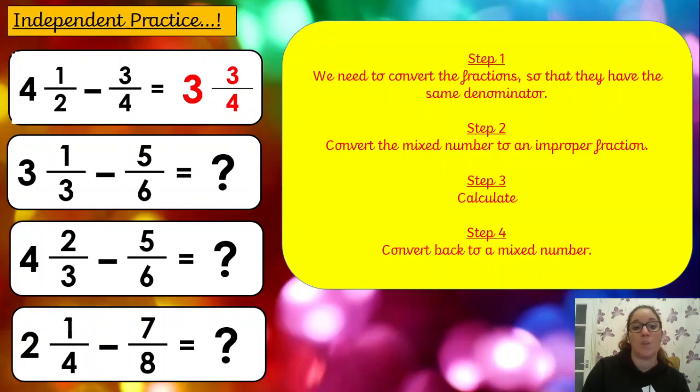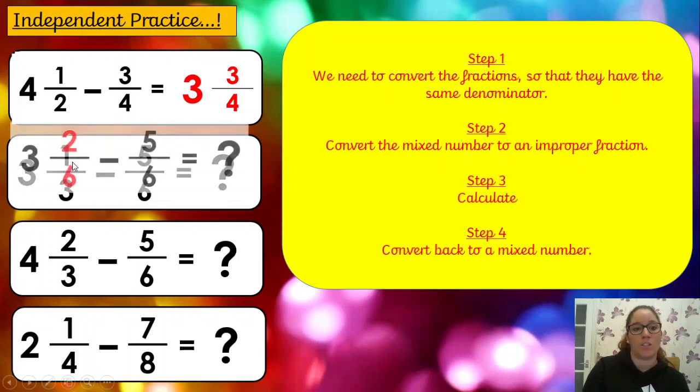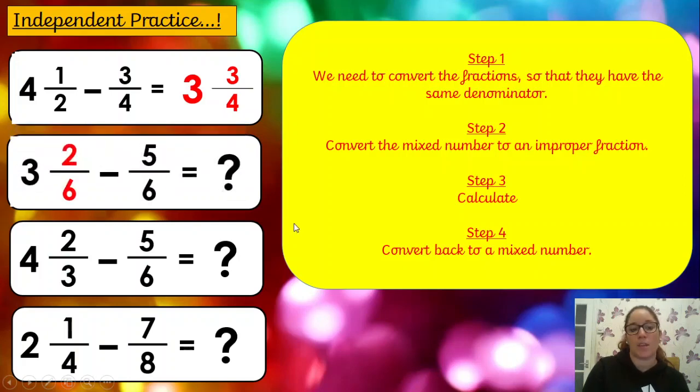Okay, because we know now that 3 times 4 is 12, plus 3 is 15. Okay, number 2. 3 1/3, take away 5/6. Step 1, convert the fractions so they've got the same denominator. We know that 3 times 2 is 6, 1 times 2 is 2. So we've got 3 2/6.